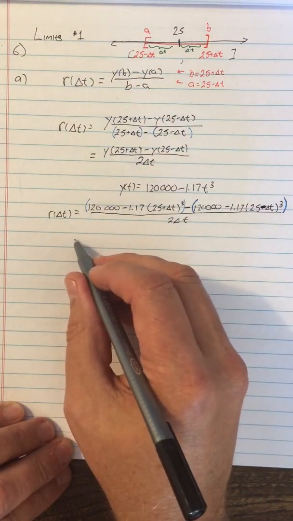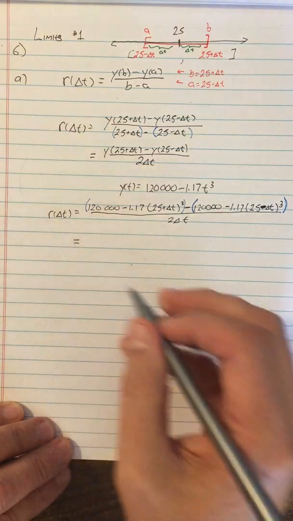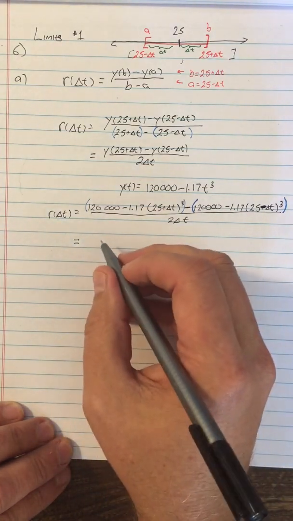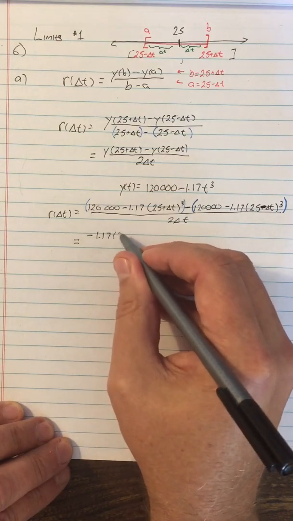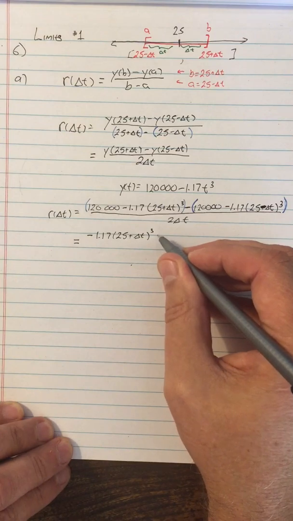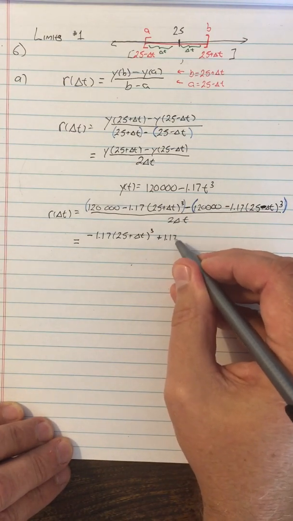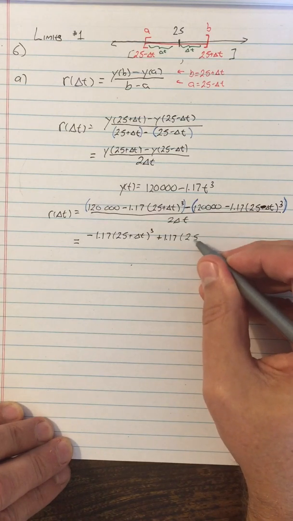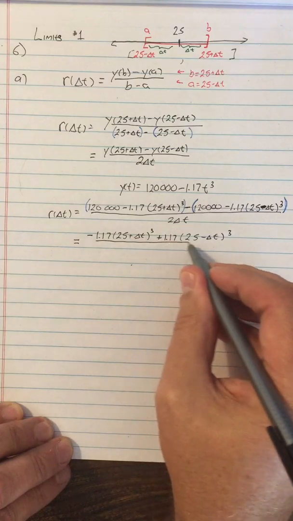So now we can just go equals, right? Because again, if you don't write anything here, that's the same as copying it down. That's a standard mathematical convention of writing. Negative 1.17 times 25 plus delta t cubed. And then I'm going to have minus negative, so it's going to be plus 1.17 times 25 minus delta t cubed. And all of that is over 2 delta t.